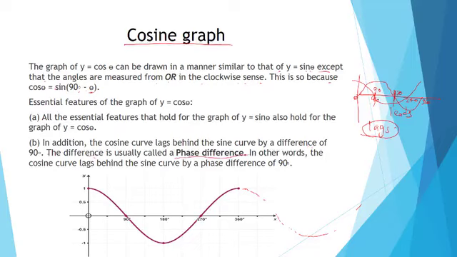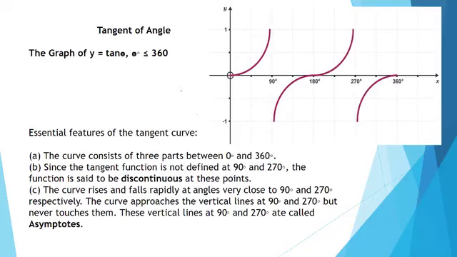So the difference between the 90 degrees of the cosine graph and that of the sine graph is called the phase difference. In other words, the cosine graph curve lags behind sine by 90 degrees, of which we've done justice to that. Now, the difference now is the tan graph. Remember, in our relationship, we once proved that tan theta is equal to sine theta all over cos theta. We did justice to this in our previous lesson.